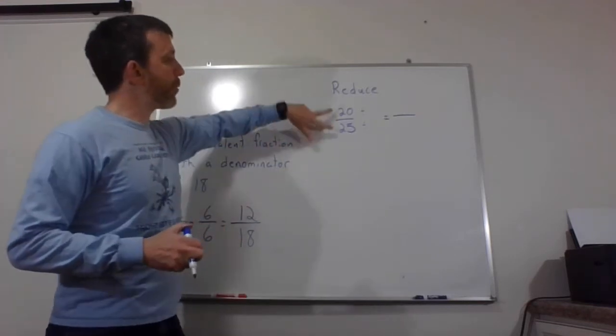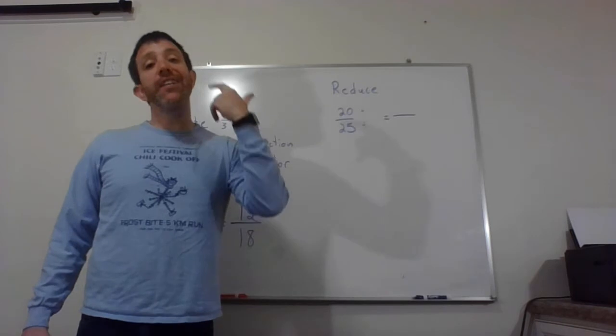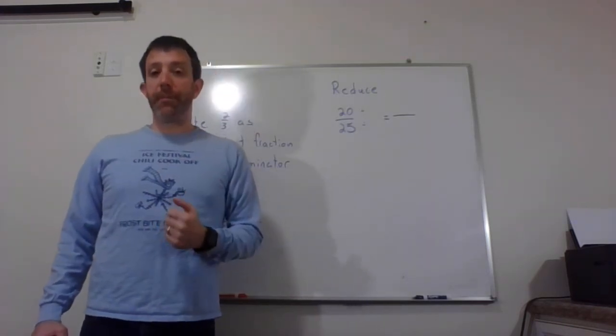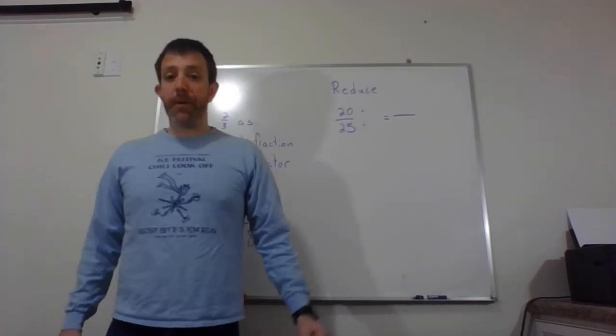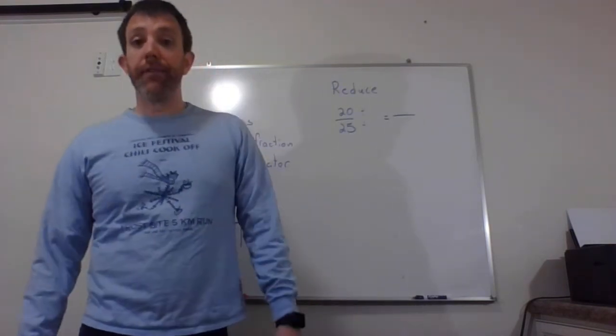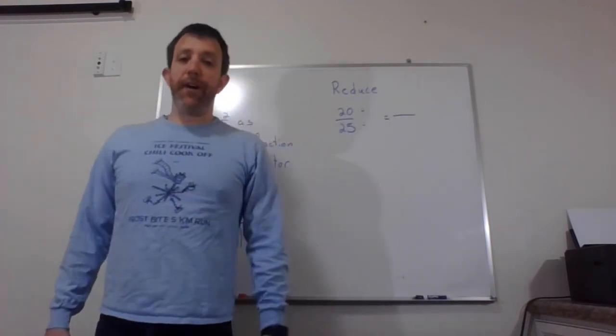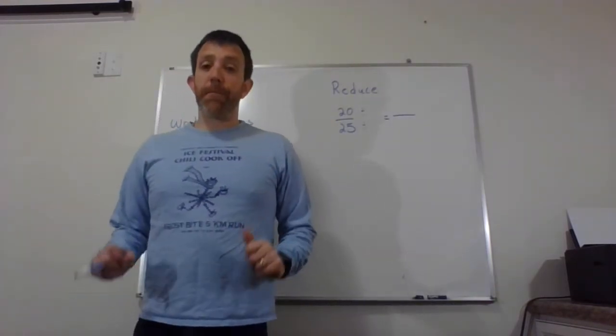So, in this case, when we reduce, basically all we're going to do is ask ourselves, what can I divide both the top and the bottom by? And it has to be the same number. Okay, you cannot divide the top by 4 and the bottom by 5, even though 20 is divisible by 4 and 25 is divisible by 5. It has to be the same number.